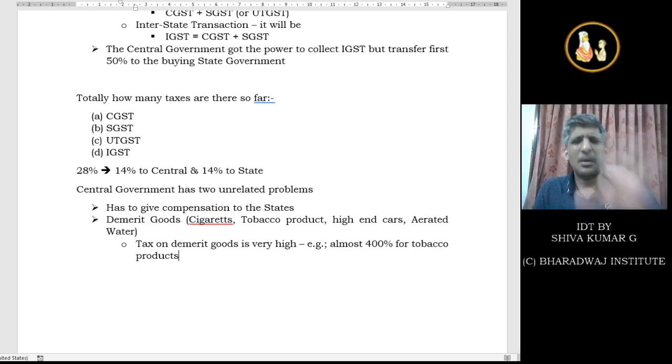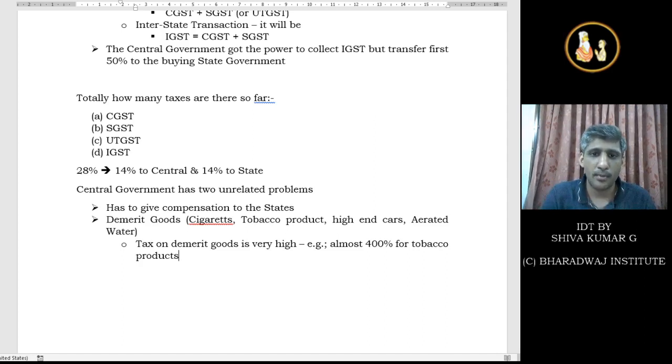Anyway, some people say, sir, one day I will smoke 20 cigarettes, otherwise I cannot survive. But at least 20 into 8 rupees, 160 rupees tax you pay to the government. With that tax, at least I can develop some cancer institute, to treat you, if at all you come there, by the time you are alive. So, they tax the demerit goods.